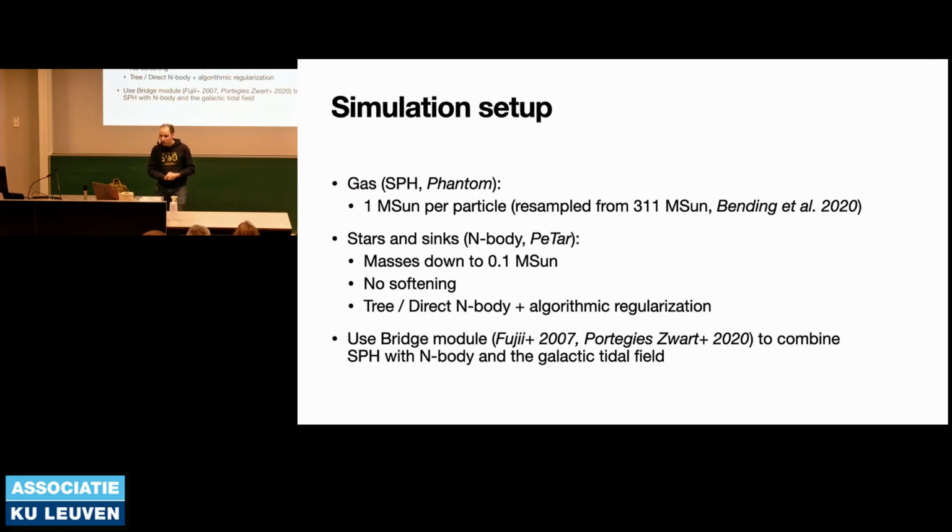So for my simulation, I'm using 1 solar mass per gas particle, which is resampled from the original 311. I'm forming stars with masses down to 0.1 solar masses. No softening, so we can dynamically form binaries. No initial binaries, though. We use this tree and direct N-body hybrid for the stellar gravity, and we combine all this with Bridge.